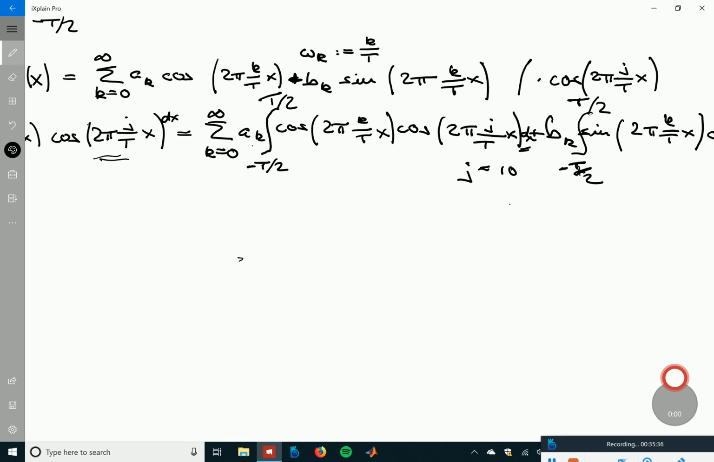Now, the k here, this k in the kt, runs from 0 to infinity. Whenever it's not j, this integral comes out 0.